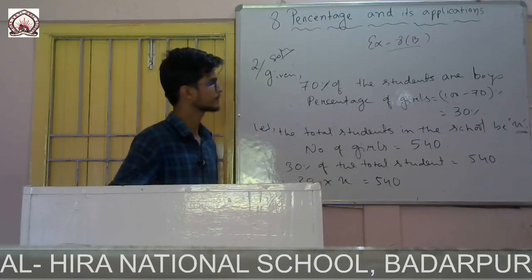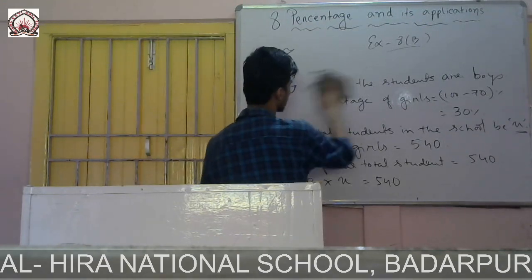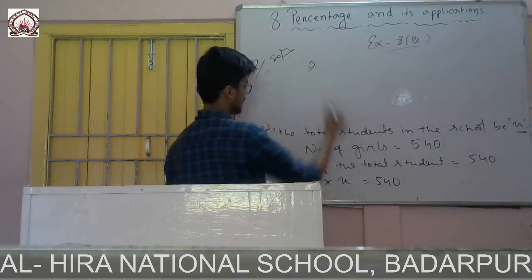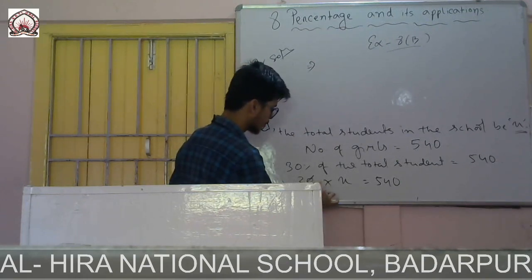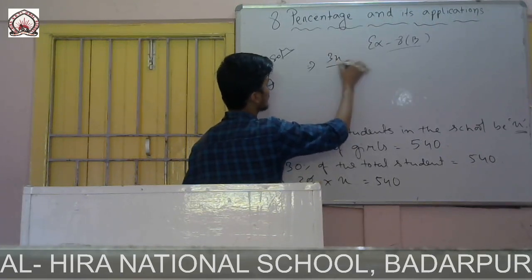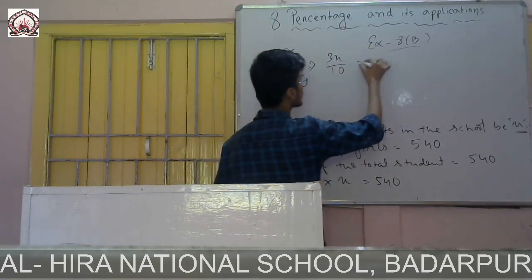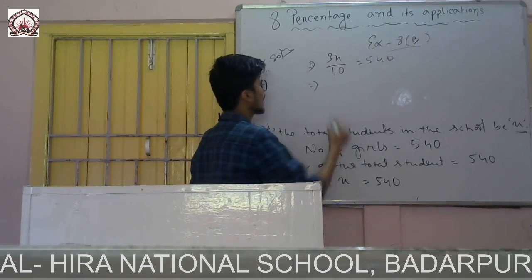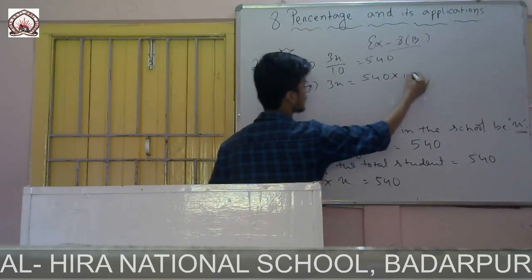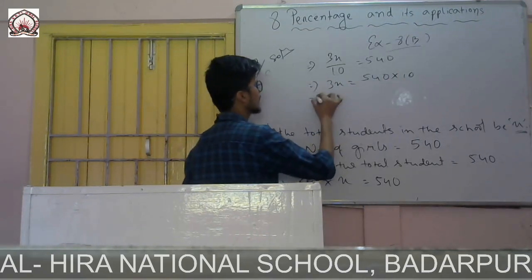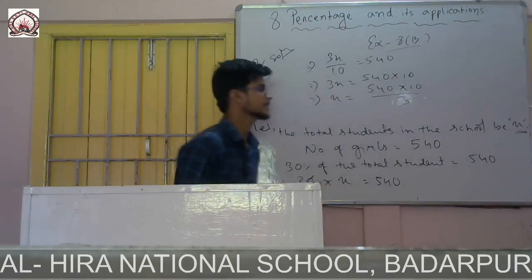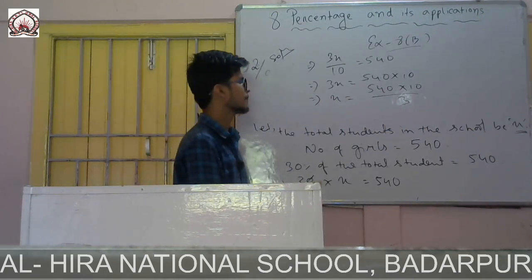Now we solve this one. 30 by 100, so 10 and 10 I can cancel. They leave 3 and 10. 3 into x is 3x, and 10 into 1 is 10, equals 540. So I can write it as 3x equals 540 into 10. Simply I transpose this one. That means x will be equal to 540 into 10 by 3.